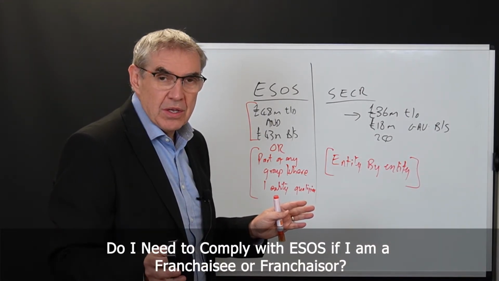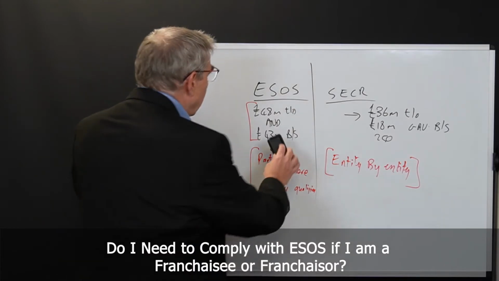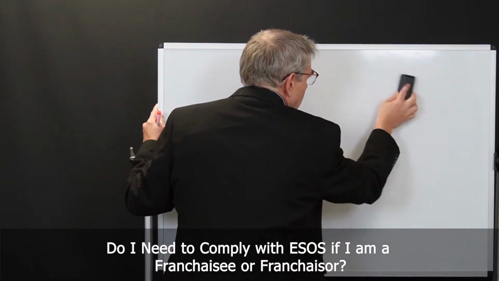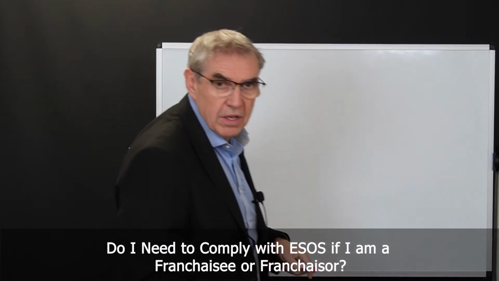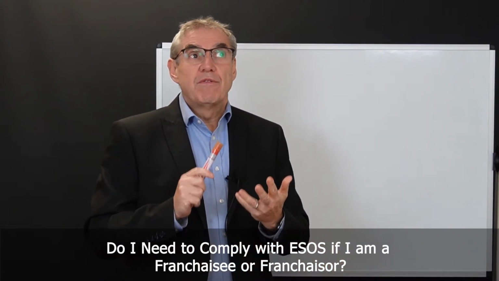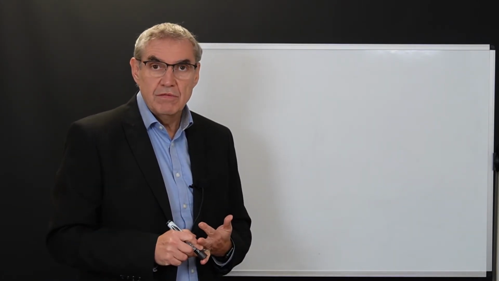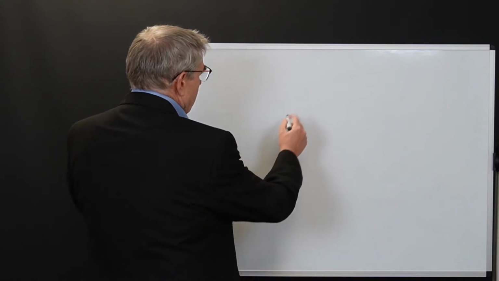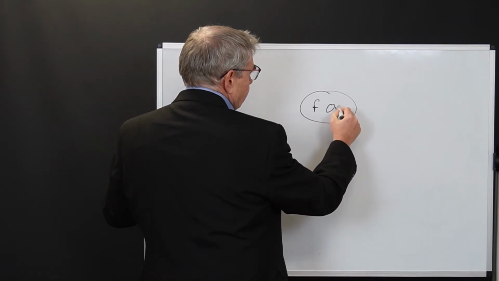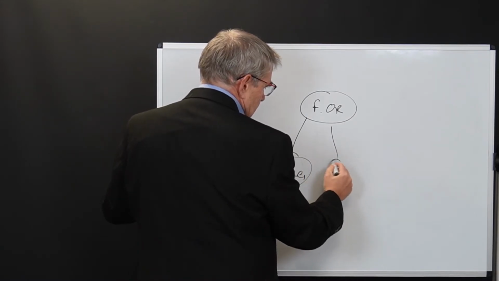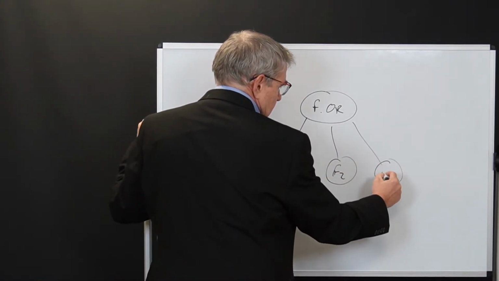So the question is, do I need to comply with ESOS if I am a franchisee or a franchisor? Right. Okay, so the key thing about franchisees and franchisors is you don't group them together for aggregation of turnover or balance sheet values or staff numbers, okay? So if you've got up here the franchisor, and down here you've got the franchisees, franchisee 1, franchisee 2, franchisee 3.